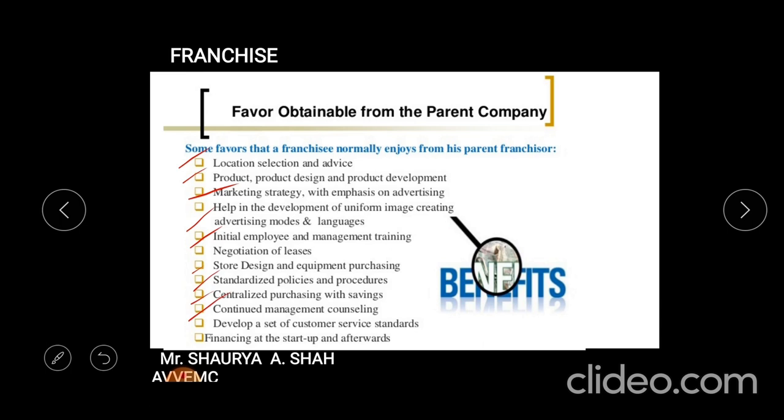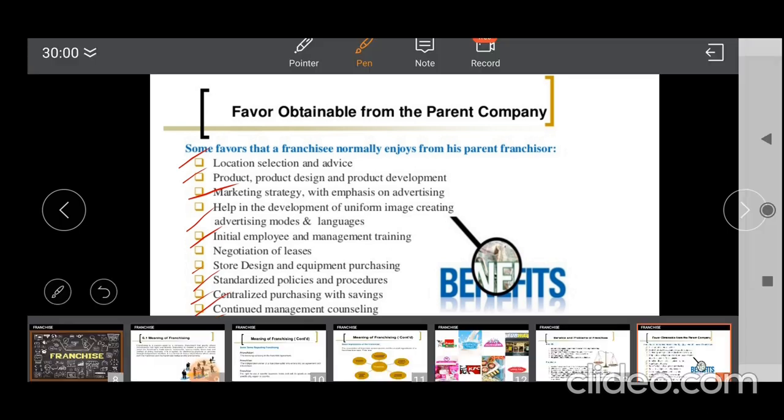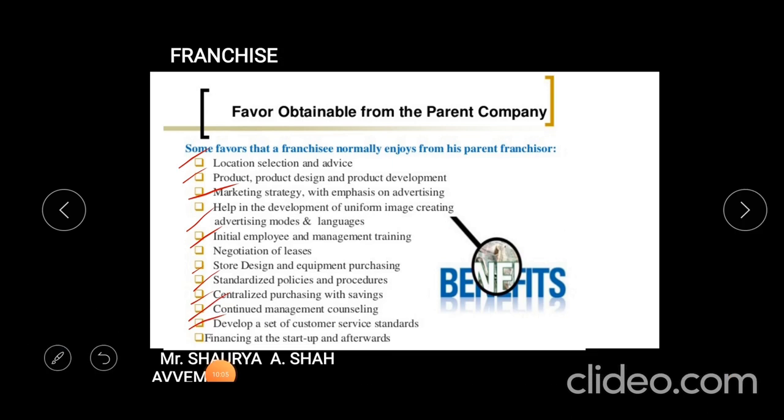The company also develops a set of customer service standards. In any case, if customers have any grievances, then how it is to be solved, all the service standards are decided by the company. Also financing at the startup and afterwards. The company provides you the various finance procedures, and they also provide finance for starting the business.